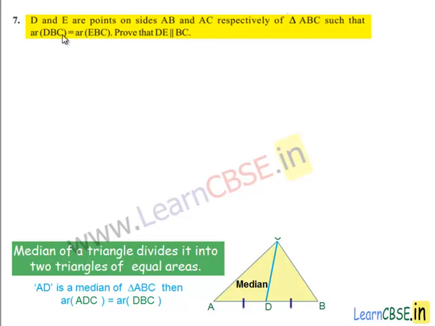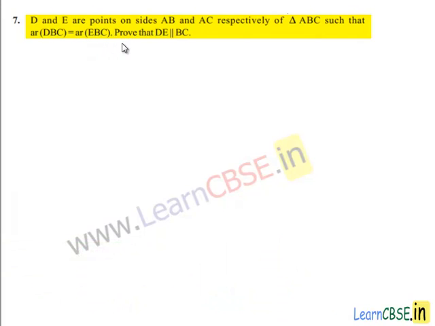Moving on to 7th question. D and E are the points on sides AB and AC respectively of triangle ABC such that area of DBC is equal to area of EBC. Prove that DE is parallel to BC.